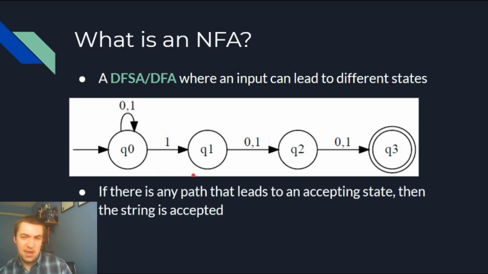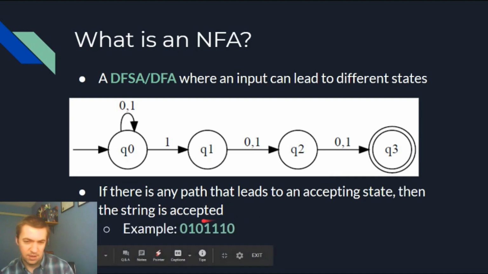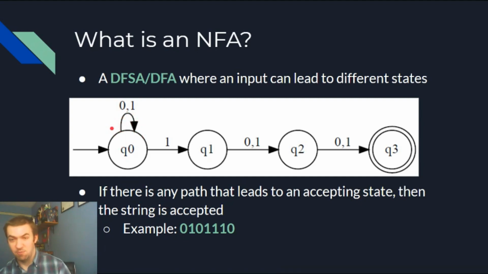If there's any path at all that we can find that leads to an accepting state, then the string is accepted. Otherwise, it is rejected. Let's take, for example, this string here, 0, 1, 0, 1, 1, 1, 0. If we weren't really trying very hard, we can see one path is just from Q0 to loop repeatedly until we reach the end, but that's obviously not going to give us what we need. What we really want is for the last 1, 2, 3 characters to lead us out of Q0 into Q3.